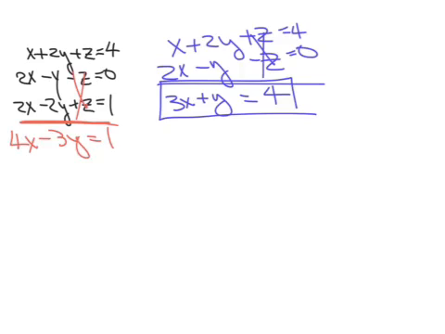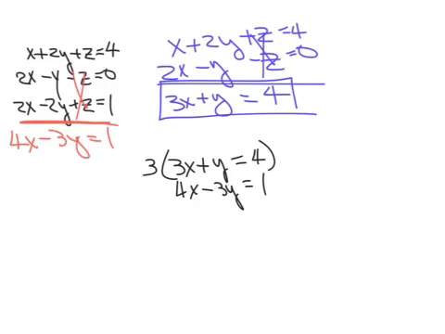So look what I've got here. I have an equation here with an x and a y, an equation there with an x and a y. I know how to do that. 3x plus y equals 4. 4x minus 3y equals 1. And let's get rid of the y's. So I'm going to multiply the top by 3. So I get 9x plus 3y equals 12. And I'll leave this one alone.